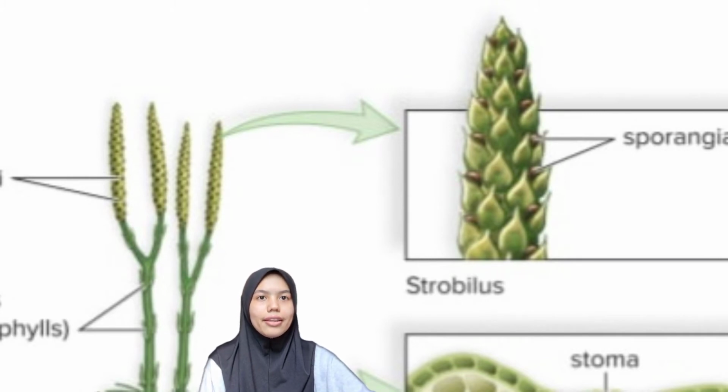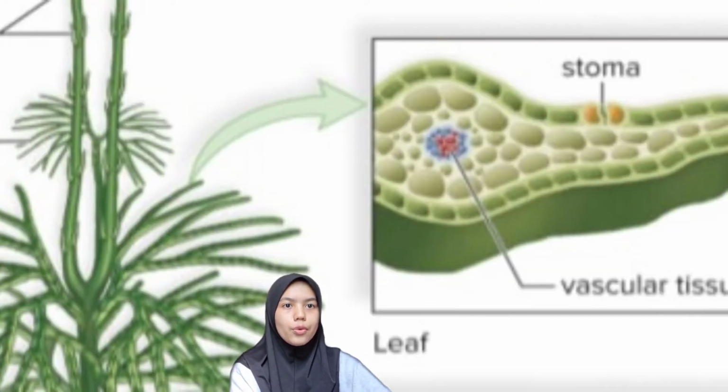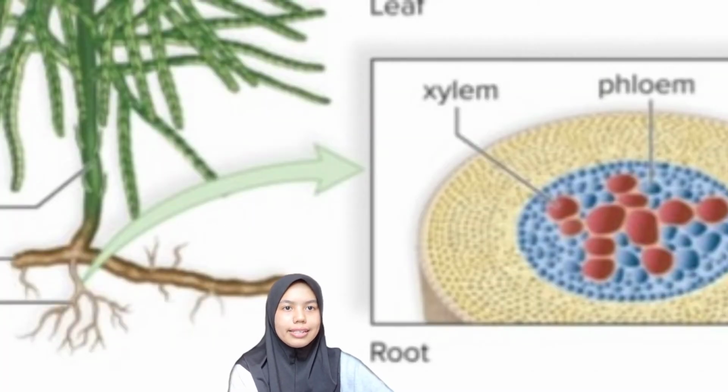And then, there are sporangia born on the strobili, where meiosis takes place and where the spores are produced. Then, we have a slender and branched stem which is called the aerial stem. And there are also numerous small leaves here that are microphylls, and contain vascular tissue. Lastly, down here we have a rhizome that acts as an underground stem.